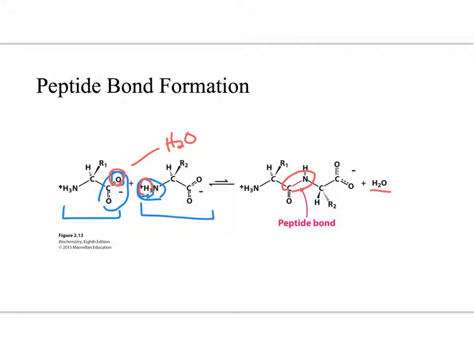And so every subsequent amino acid that comes in is going to form this type of bond. So you'd have another amino group coming in and interacting with this carboxyl group.